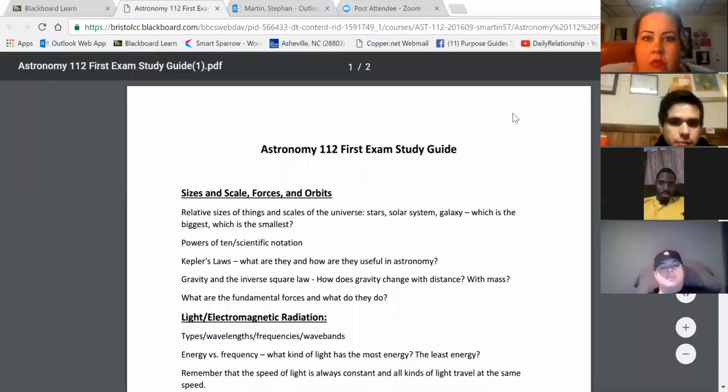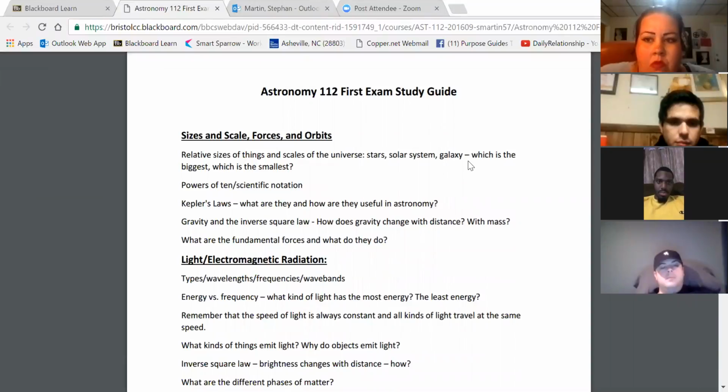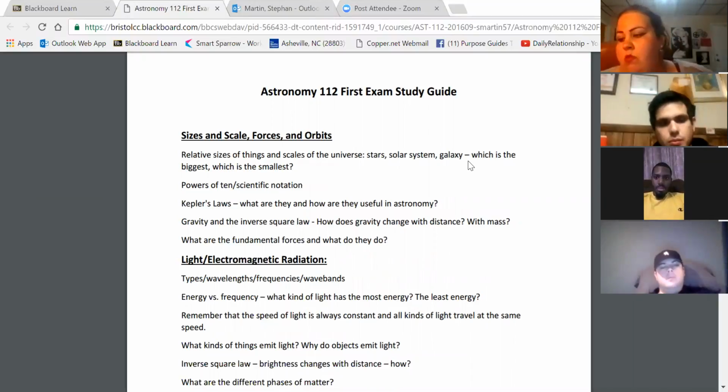Okay, so chapter 1, the important things to know are basically the relative size of things. For example, how big is the solar system compared to a galaxy? What's bigger, galaxy clusters or galaxies, that kind of stuff. So know about just the rough size and scales of things in the universe.